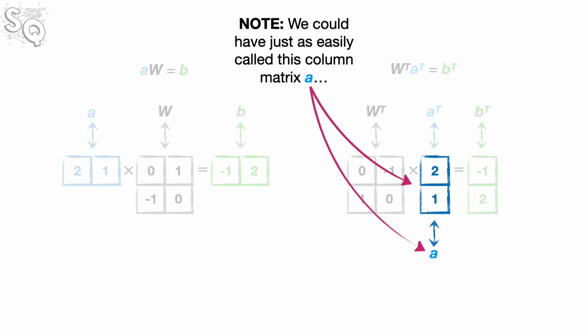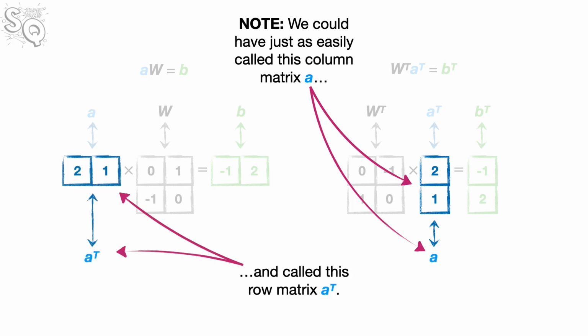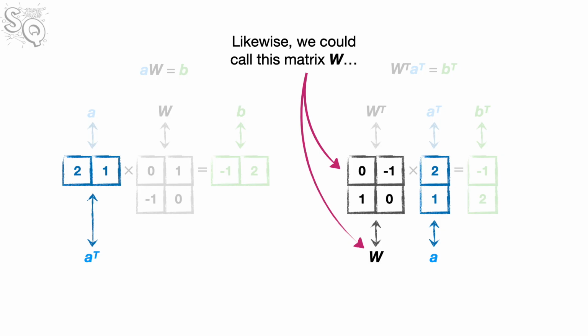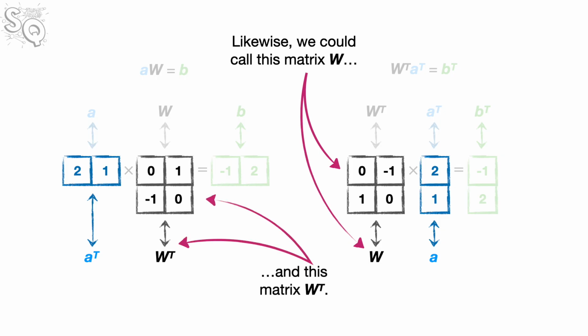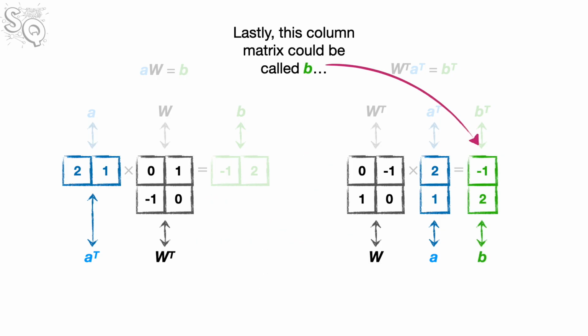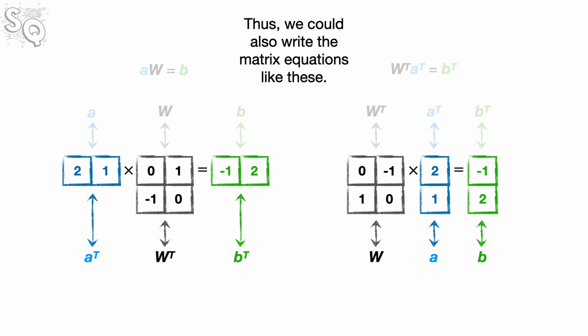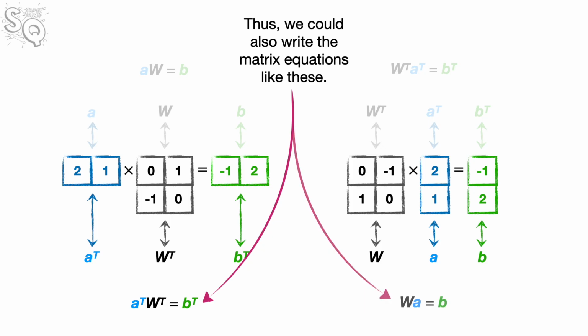Note, we could have just as easily called this column matrix A, and called this row matrix the transpose of A. Likewise, we could call this matrix W, and this matrix the transpose of W. Lastly, this column matrix could be called B, and this could be called the transpose of B. Thus, we could also write the matrix equations like these. The transpose of A times the transpose of W equals the transpose of B, or W times A equals B.